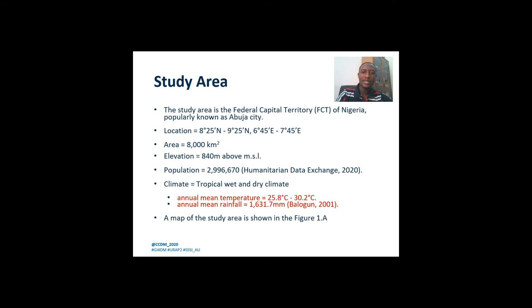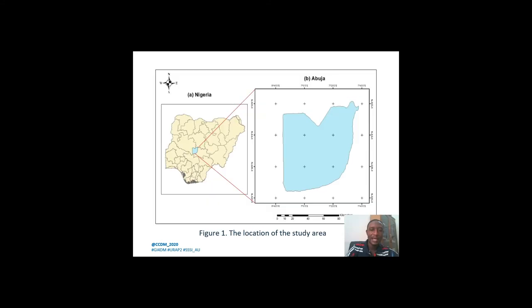The study area is the Federal Capital Territory of Nigeria. It's popularly known as Abuja City. It is located between this latitude and longitude. It has an area of about 8,000 square kilometers, situated at 840 meters above mean sea level. As of 2020, it has a population of about 2.99 million, and it enjoys a tropical wet and dry climate with annual mean temperatures ranging between 25 degrees Celsius and 30 degrees Celsius, and a mean annual rainfall of about 1,631 millimeters. Now we can see a map of the study area in the next slide.